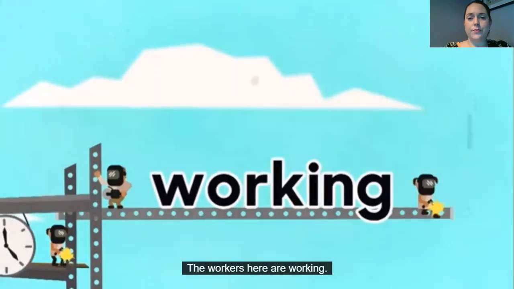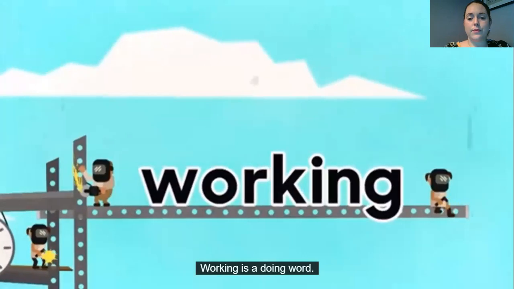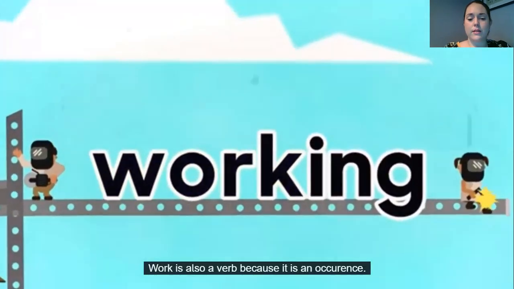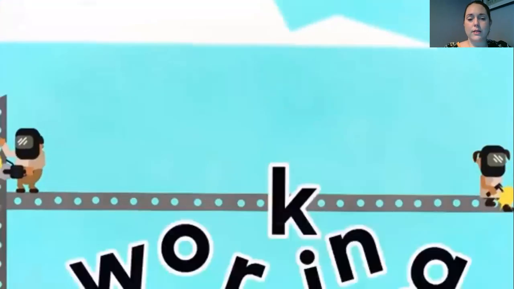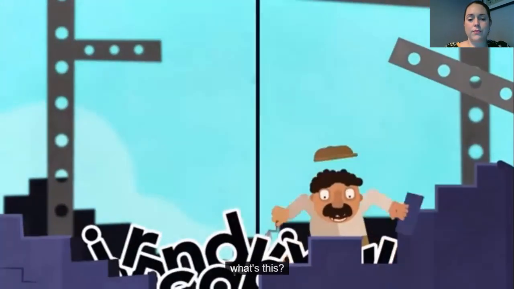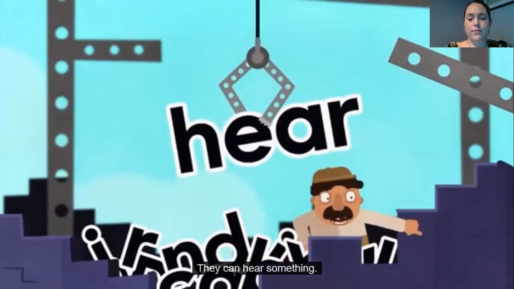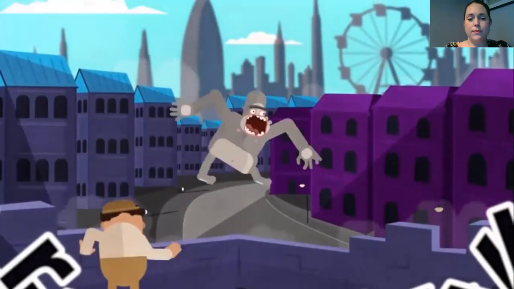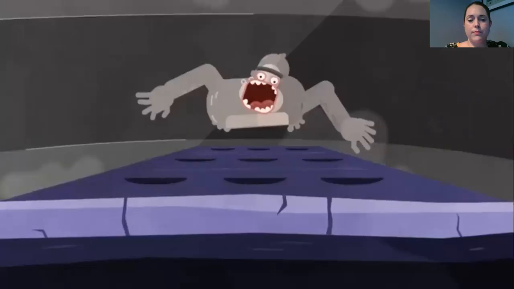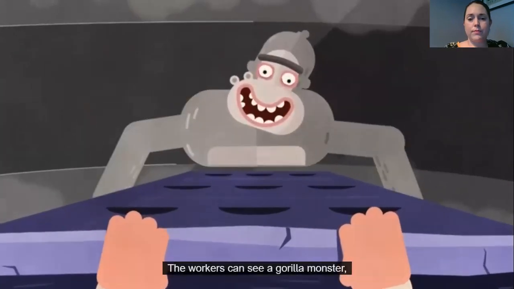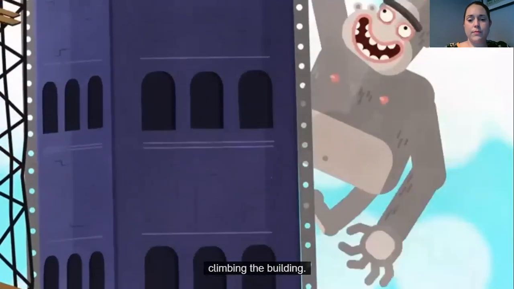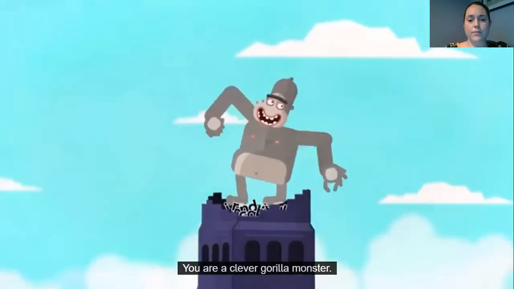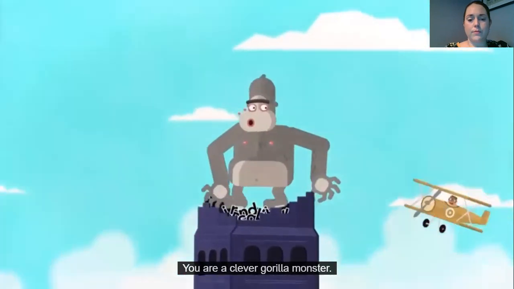The workers here are working. Working is a doing word. They work up on this building all day long. Work is also a verb because it is an occurrence. Oh dear, what's this? They can hear something. Hear is also a verb. The workers can see a gorilla monster climbing the building. Yes, that's correct. Gorilla monster, you climbed the building. You are a clever gorilla monster.